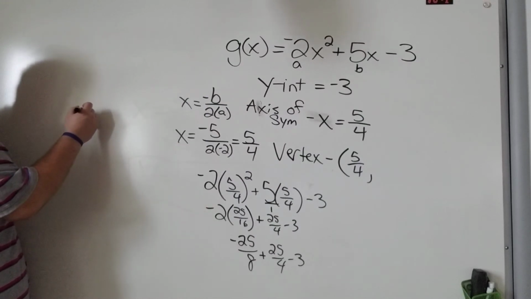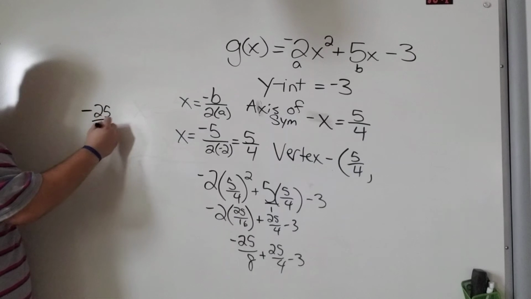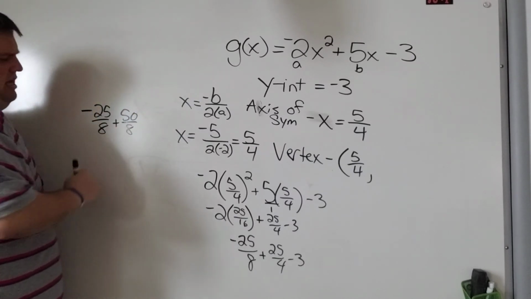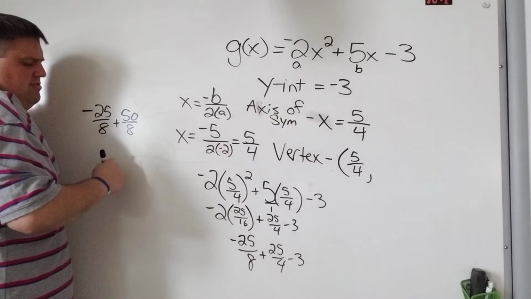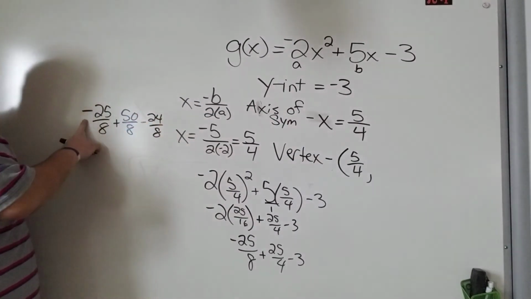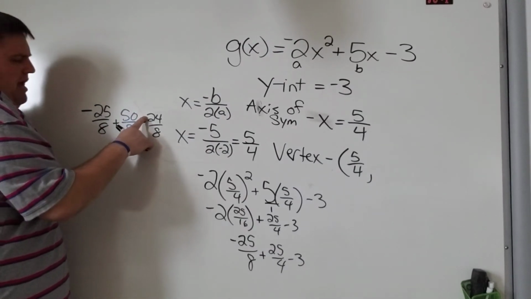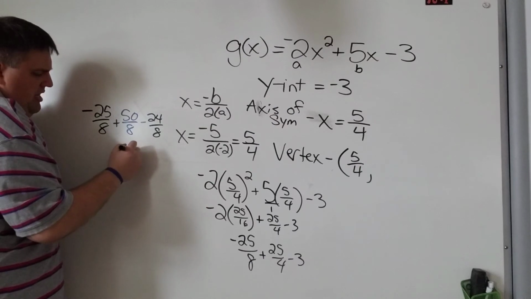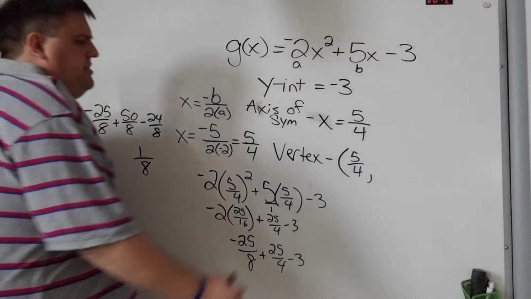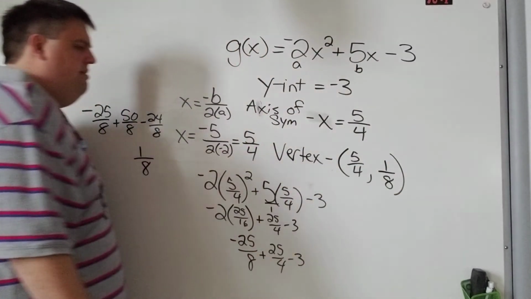yeah, you guys can see me if I move over here, right? So negative 25 over 8 plus 50 over 8. 3 as eighths would be what, 24 eighths? So negative 25 plus 50 is positive 25. Minus 24 is just going to give me 1/8. So my vertex here is going to be at the point 5/4, 1/8.